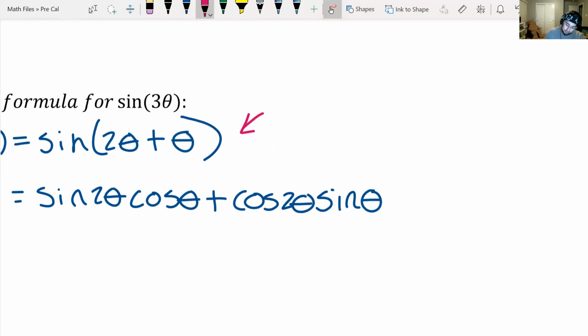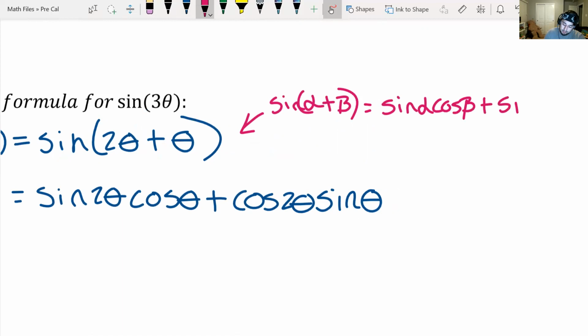And once again, I'll write it in. This used the sum formula for sine. So sine alpha plus beta, which was sine alpha cosine beta plus, not sine, cosine alpha sine beta. That's all we used. Okay. All right.